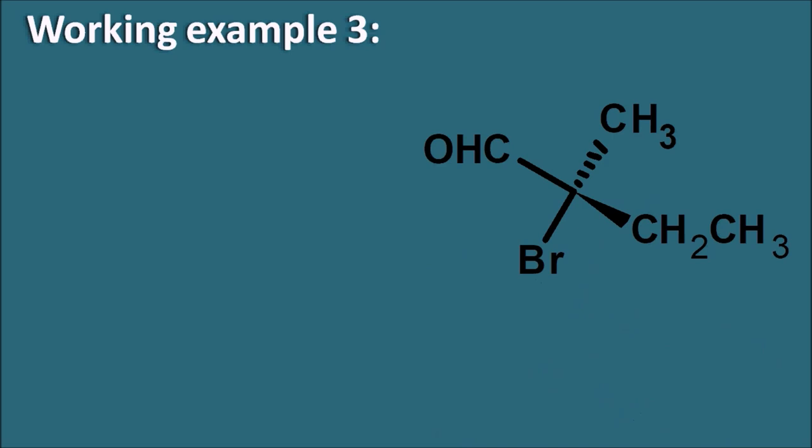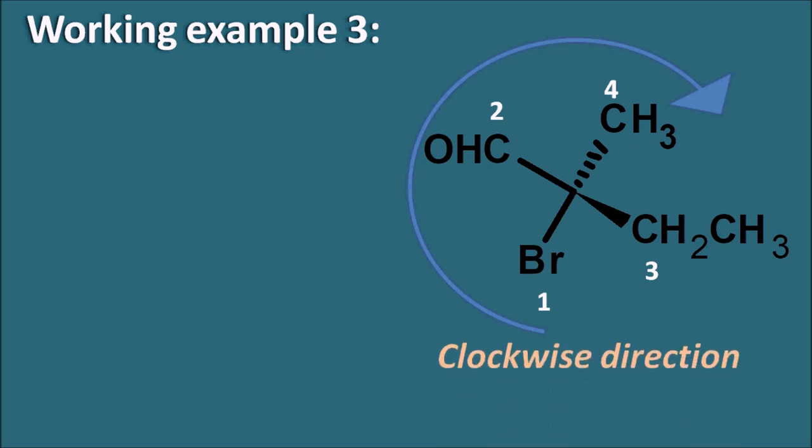Now let us go with the mirror image of the given structure. So here already we have discussed the priority order. Bromine is the first, CHO is second, CH2CH3 is third, and CH3 is fourth. Now here the lowest priority group is on the dashed line, so we can continue with the R and S configuration. So we have to travel from 1 to 2 to 3. When we travel like this, we are getting the clockwise direction. So since it is a clockwise direction, it is the R configuration.